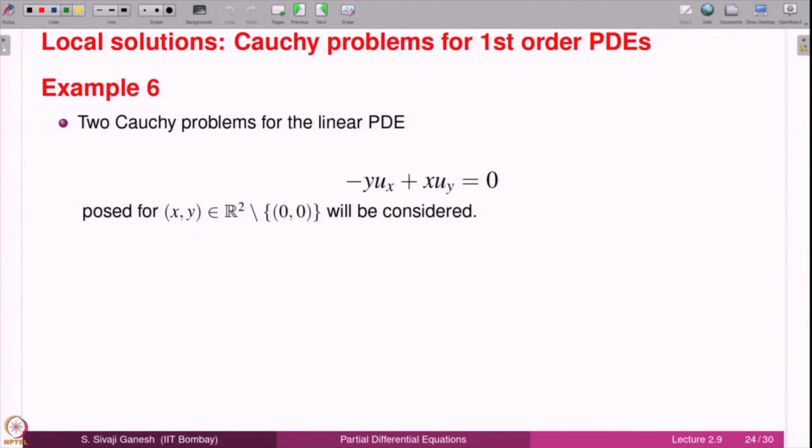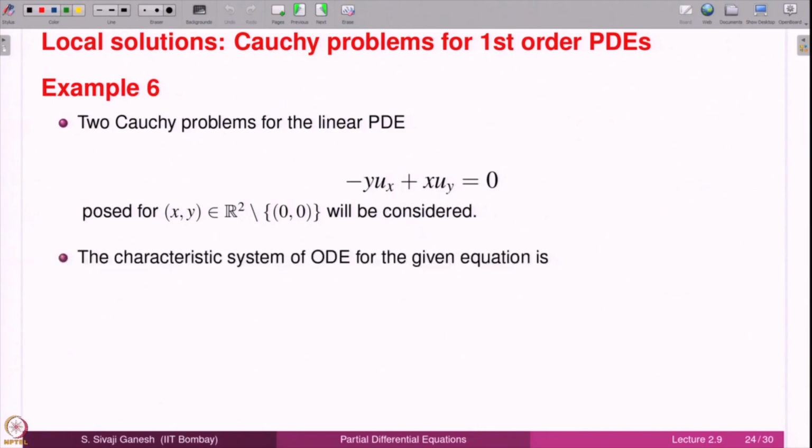Let us look at example 6. Here we consider 2 Cauchy problems for the linear PDE minus y u_x plus x u_y equal to 0. Posed, of course, I do not want coefficients x and y to vanish simultaneously, which happens at the origin. So, I remove the origin. On that domain I consider this equation.